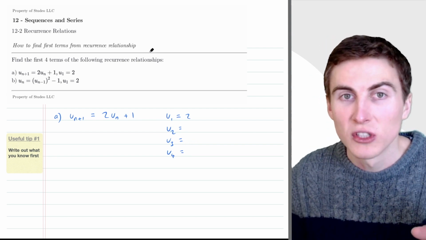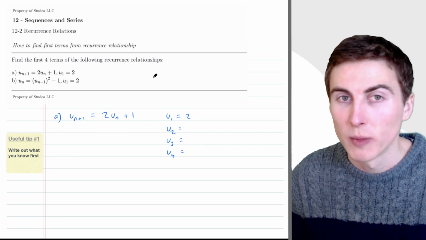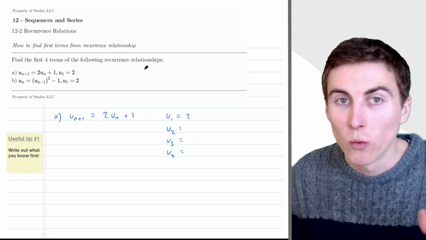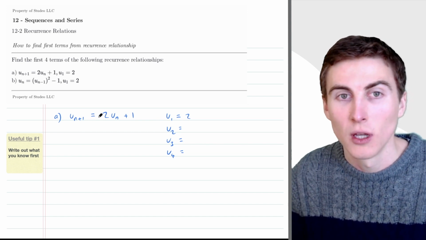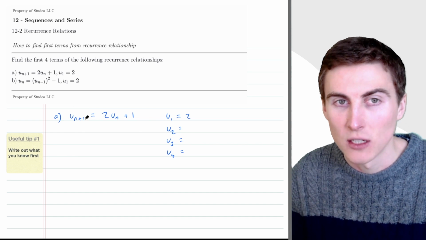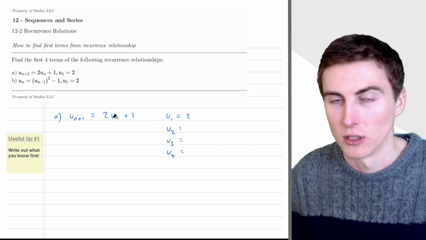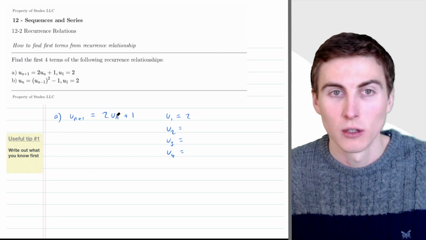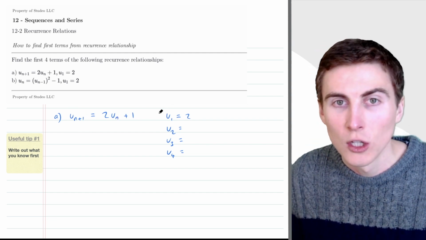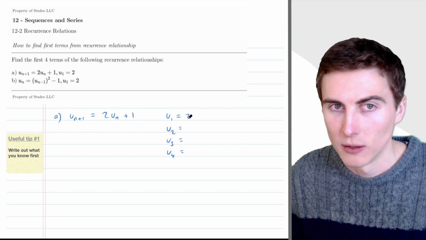Now remember, recurrence relationships aren't anything kind of different or special. They're just a different way of writing an arithmetic or geometric sequence by telling you how to find the next term in the sequence based on the current term. So think of un plus 1 as the next term, un is the current term. So we already know the first term here.